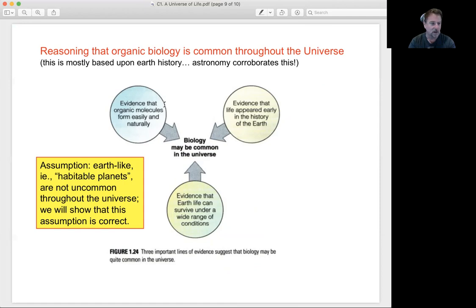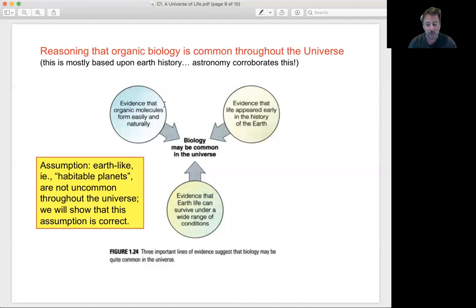So number one, before we get to our three things, let's just talk about an assumption. The assumption that Earth-like habitable planets, let me just double check what I got in my yellow box here. Assumption: Earth-like habitable planets are not uncommon. It was the double negative that threw me. So the assumption is that Earth-like habitable planets are not uncommon.